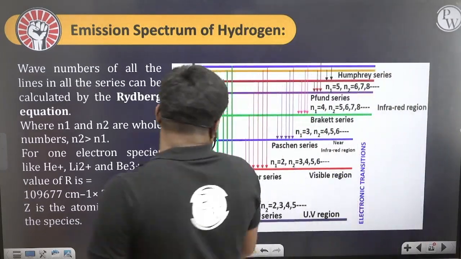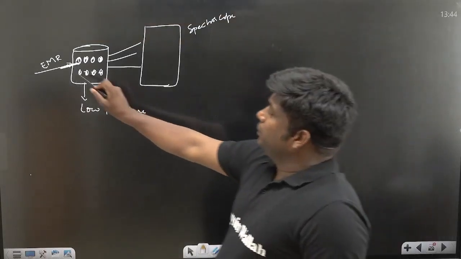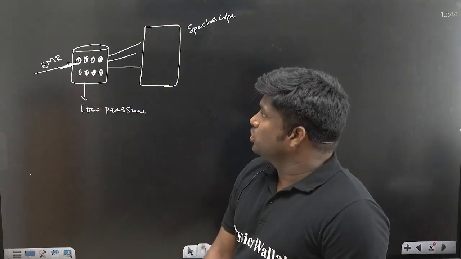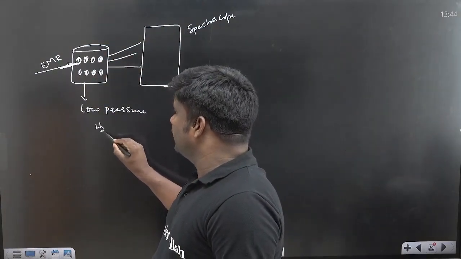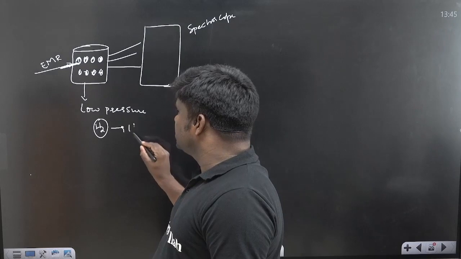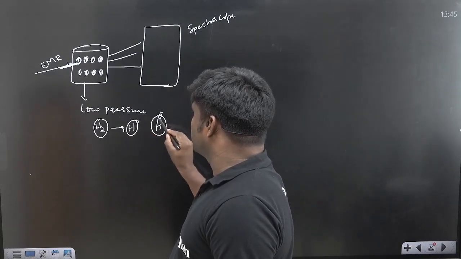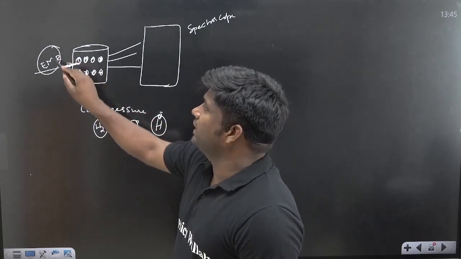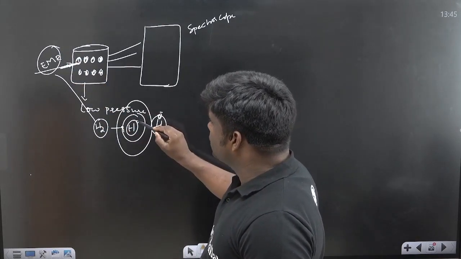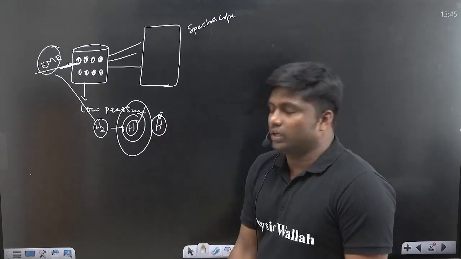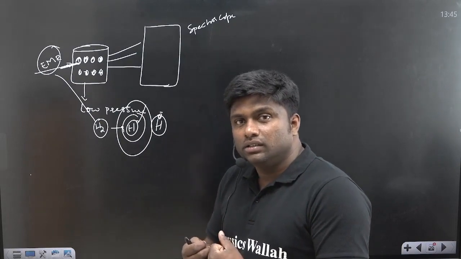So in this one, he passed electromagnetic radiation through what? This gas. In this gas, hydrogen molecules are there, and hydrogen molecules consist of hydrogen atoms. In hydrogen atoms, electrons are present, and this electromagnetic radiation is absorbed by what? Electrons, and these electrons are jumping from the lower orbit to the higher orbit because they have absorbed energy, right?